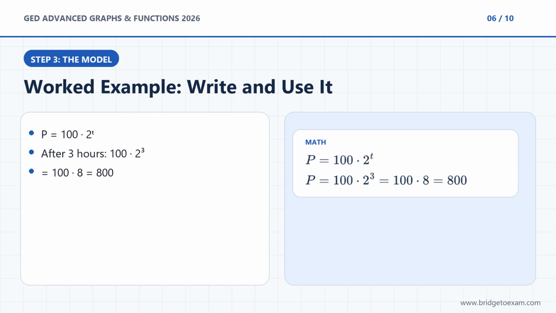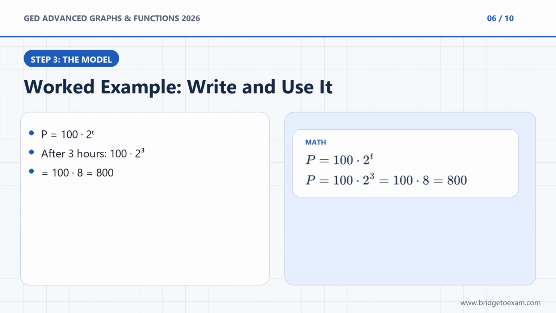Step 3. Put the pieces into the form. y equals a times b to the x becomes p equals 100 times 2 to the t, where t is hours. Now we can use it. After 3 hours, p equals 100 times 2 cubed. 2 cubed is 8, so p equals 100 times 8, which is 800.